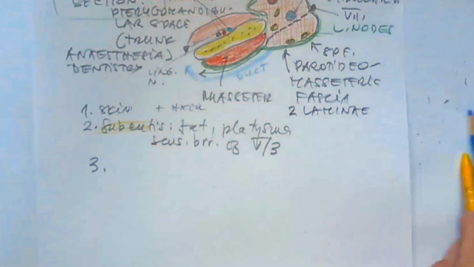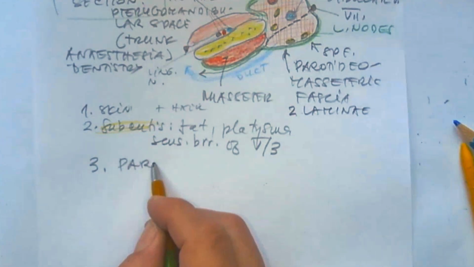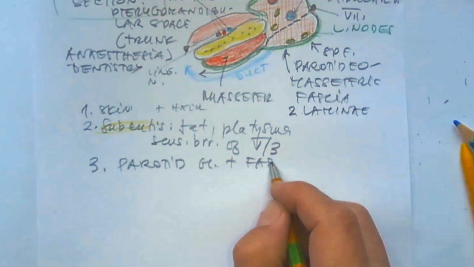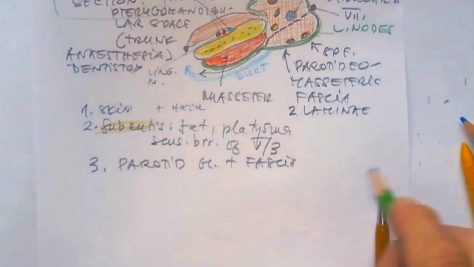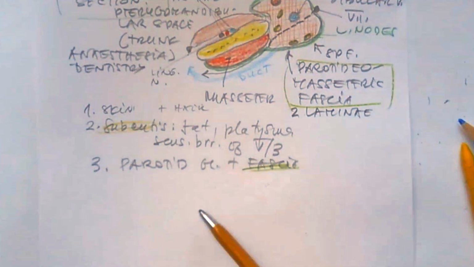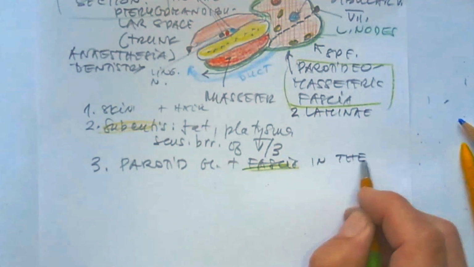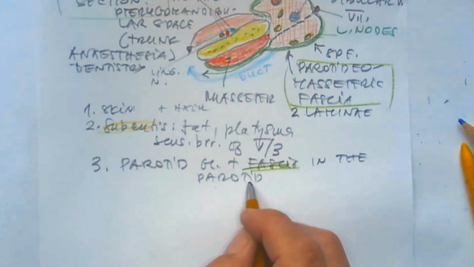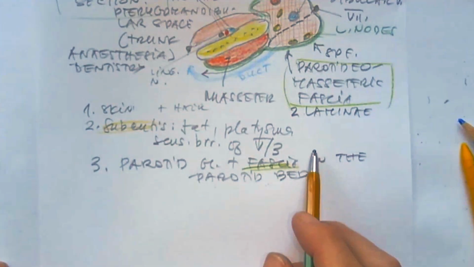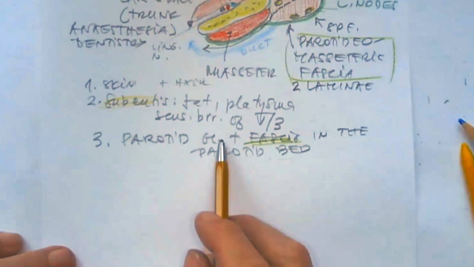Number 3 is the parotid gland plus fascia. We said that this is that fascia, parotidomasseteric. Maybe we could say parotidomasseteric fascia, the same color, masseteric fascia. We call it parotid bed, which is lined by the connective tissue. The contents of the bed is the gland and etc. This is not necessary to repeat.